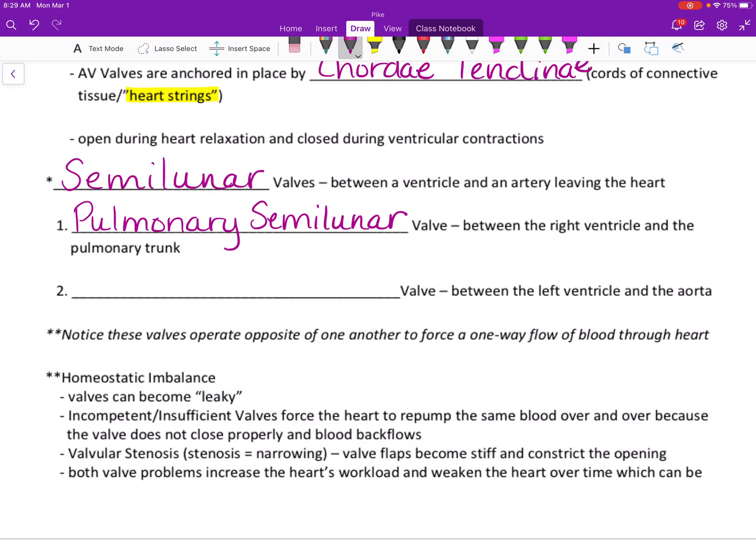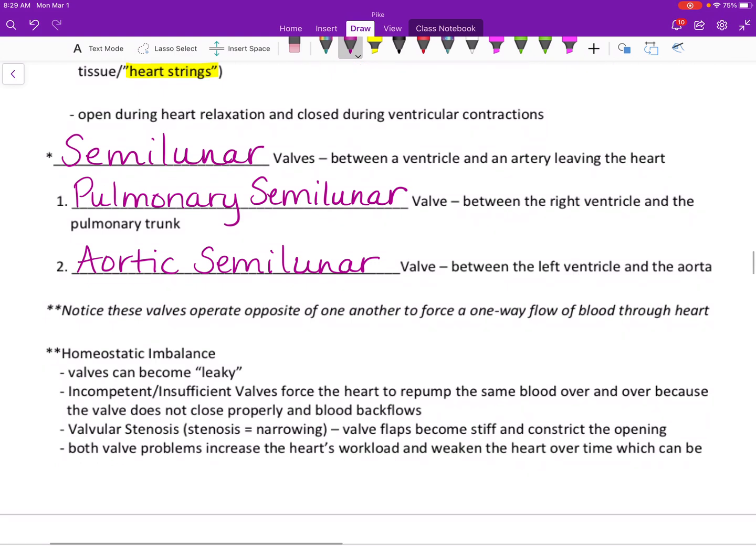The next semilunar valve is between the left ventricle and the aorta, so it's called the aortic semilunar valve. So know your vessels, you know your valves. So that is where blood is leaving the heart to go out to the body. The aorta is the largest artery. Okay, and these valves are going to work in a different, opposite function than the AV valves, and that is going to force a one-way flow of blood through the heart, and we'll see that when we do blood flow.